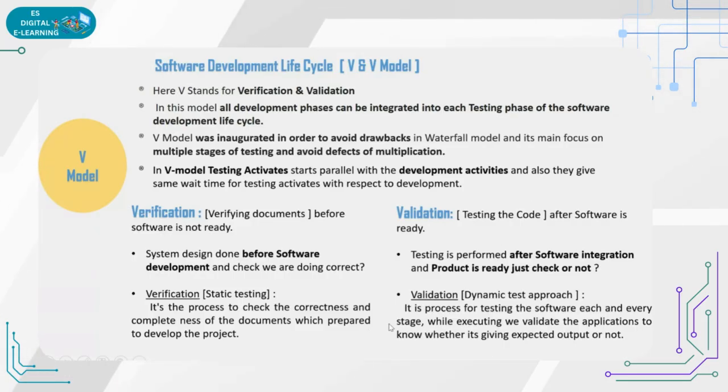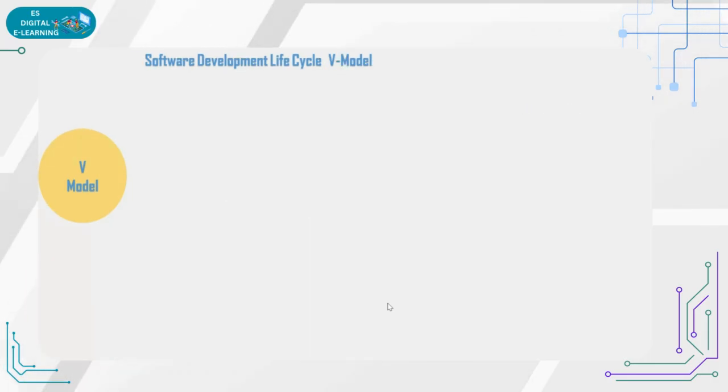If the interviewer expects a definition, you need to highlight this: validation is a process of testing the software at each and every stage. While executing, we validate whether the application meets the expected output or not. These are the points. You need to understand them, and whenever the interviewer asks, you need to give this. Now we'll understand more.